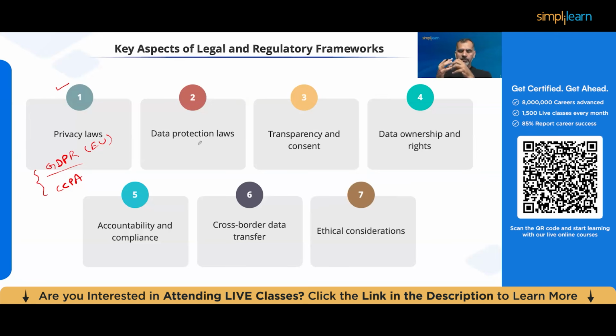Then we talk about data protection laws. These laws define or outline the different kinds of safeguards and measures to be taken by data organizations, and these need to be implemented whenever an organization is going to store data. So this is all related to data protection laws. And these laws apply not only while an organization is storing the data, but also when it is sharing the data.